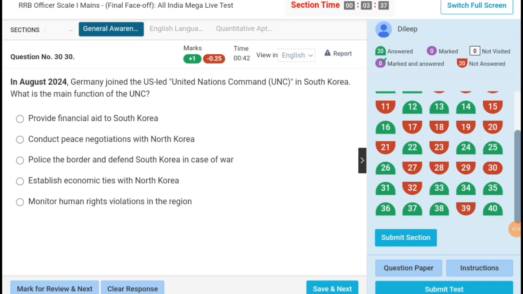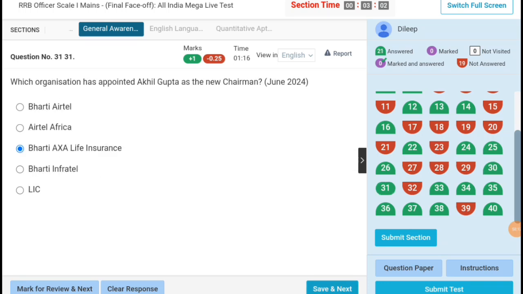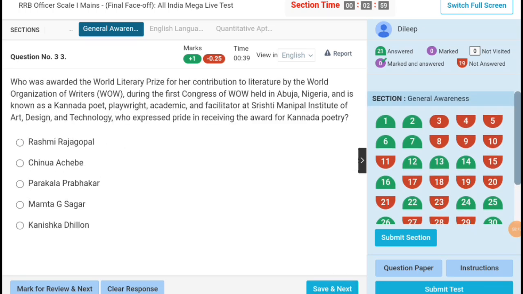Human rights. I think police, border defense, South Korea in case of war. You have doubt on this one. Literary. Nigeria. I think it is Mamata Ajish Sagar.